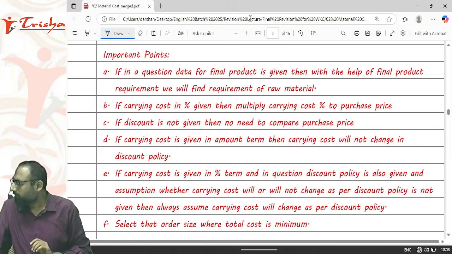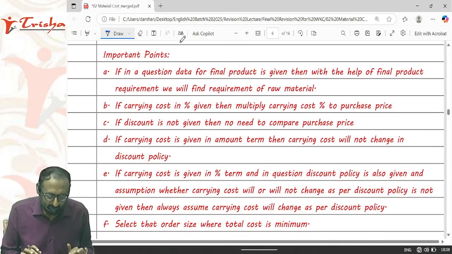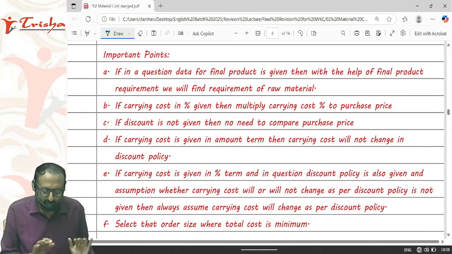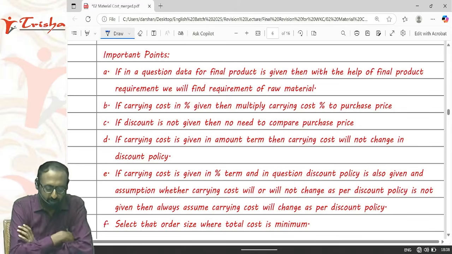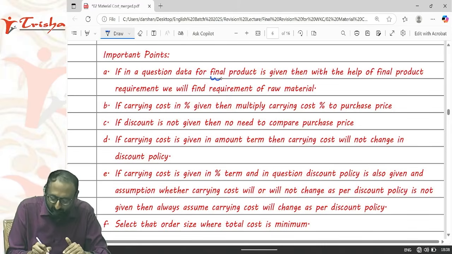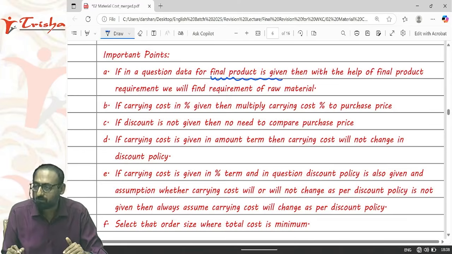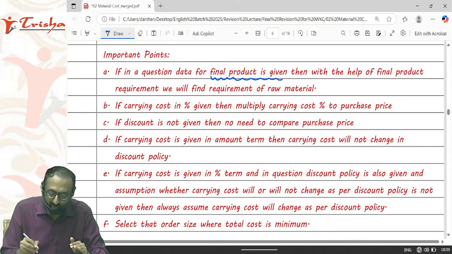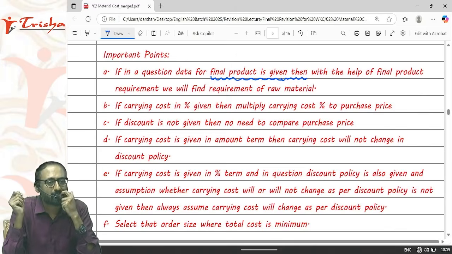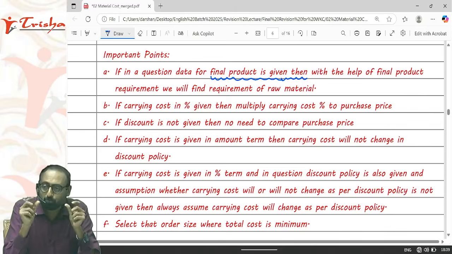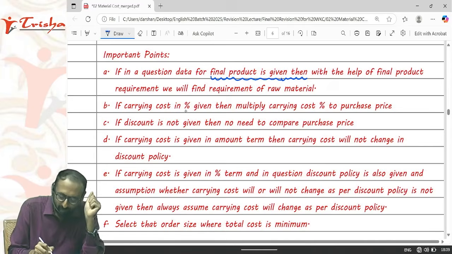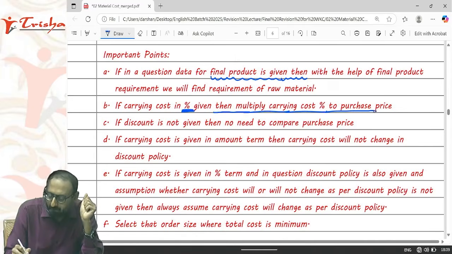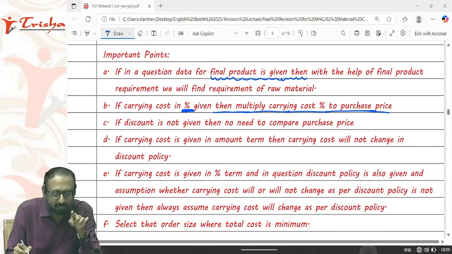Okay. Now everyone please tell me some important points. Everyone please concentrate on these important points. If in a question, data for the final product is given, we have solved 2-3 questions today. If data of the final product is given, then how to calculate raw material requirement? With the help of input output ratio. Next one. If carrying cost is given in percentage, then what will you do? Apply that percentage on purchase price.